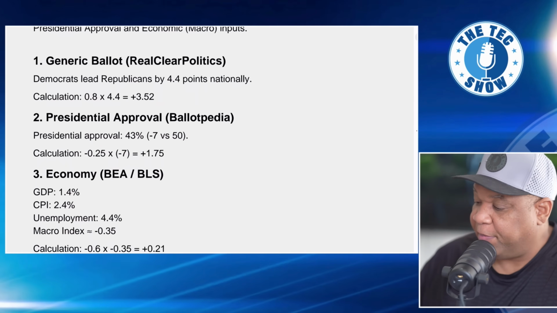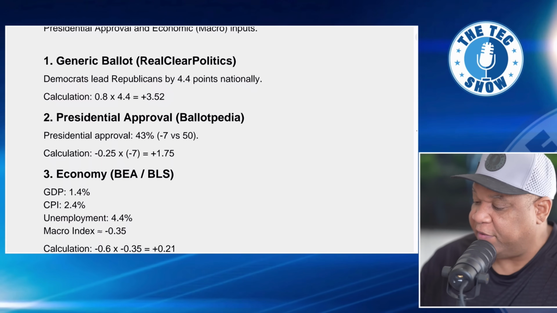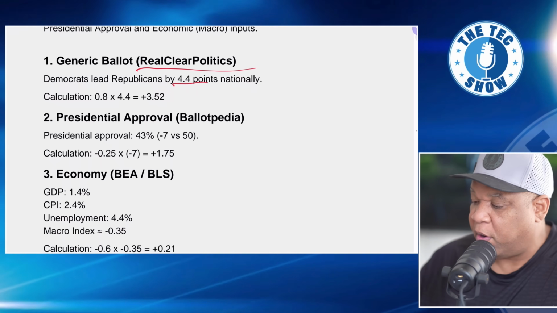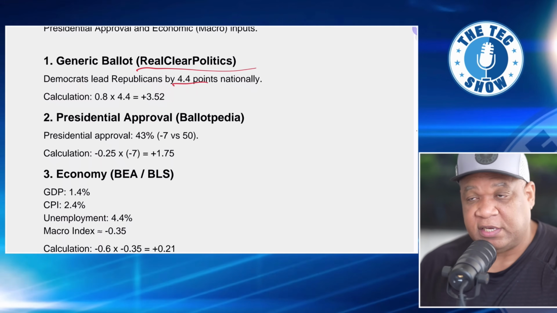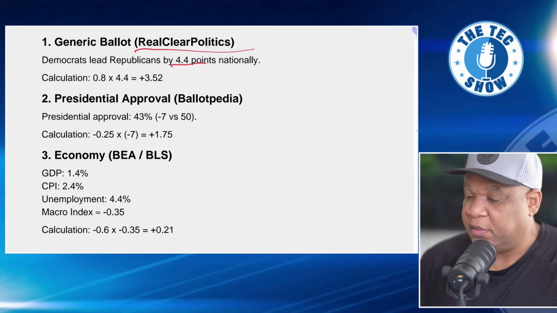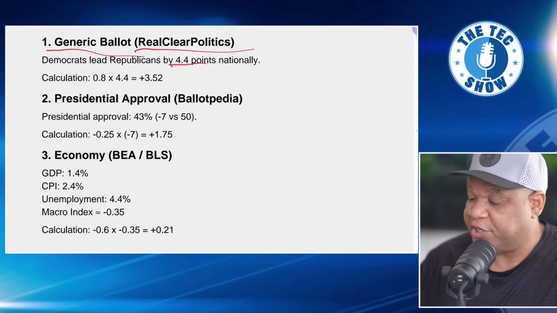And so let's first talk about the generic ballot. So the generic ballot, and this is Real Clear Politics, that's what we're using. Generic ballot is at 4.4 points, and that favors Democrats. So you could say plus 4.4 for Democrats. And so Democrats have an advantage in the generic ballot.